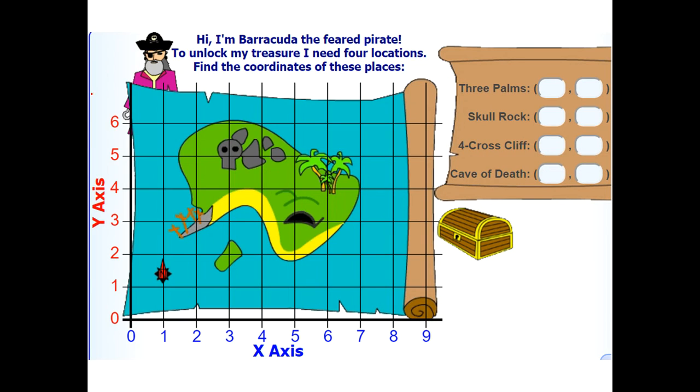So let's practice. This is all in quadrant 1 because they're all positive. When they're all positive, it's in quadrant 1. Hi, I'm Barracuda the Feared Pirate. Haha, funny, right? To unlock my treasure, I need 4 locations. Find the coordinates of these places.